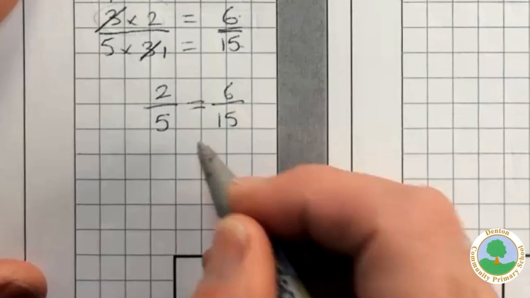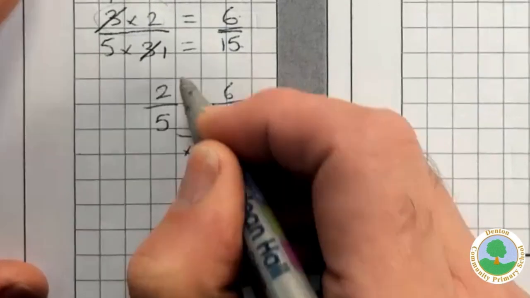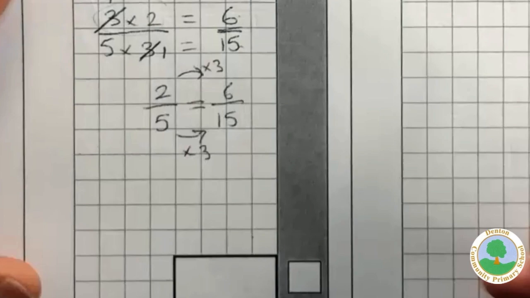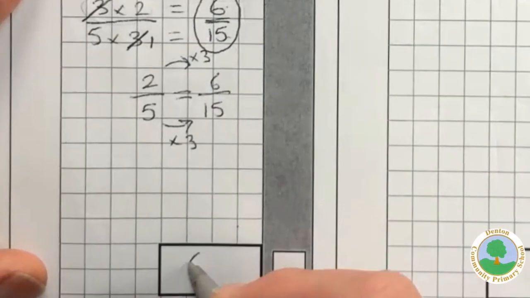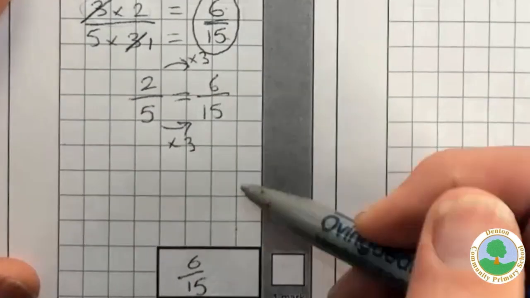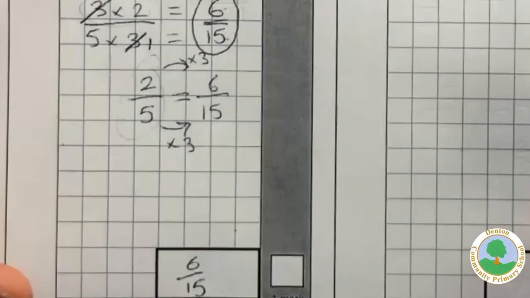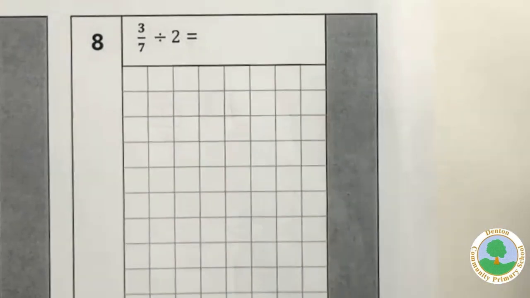That is the same value. Look, 5 times 3 would be 15, and 2 times 3 would be 6. So absolutely go with that as your answer. It's fine. 6/15. If it asks you to simplify, then you just need to look for a common factor of 3 to get yourself to 2/5. Okay, here is question 8.